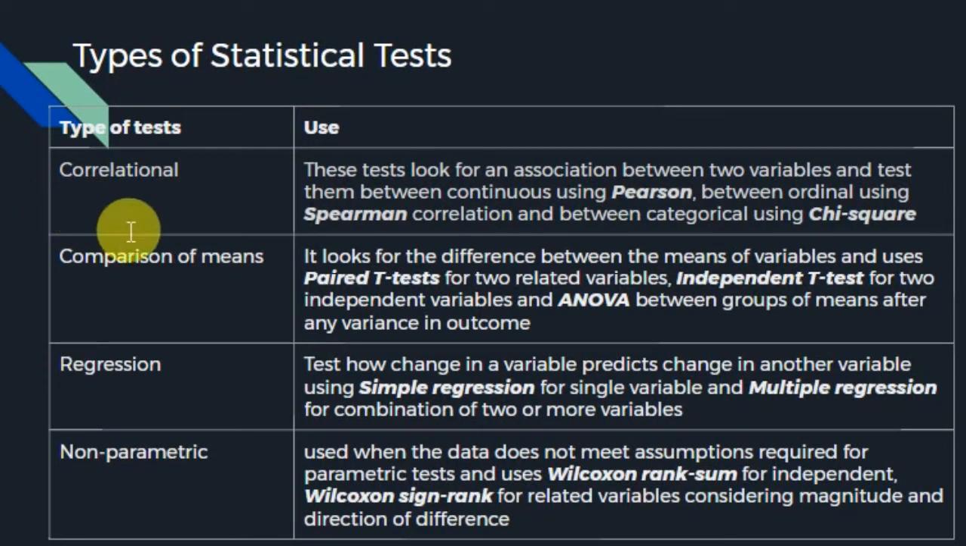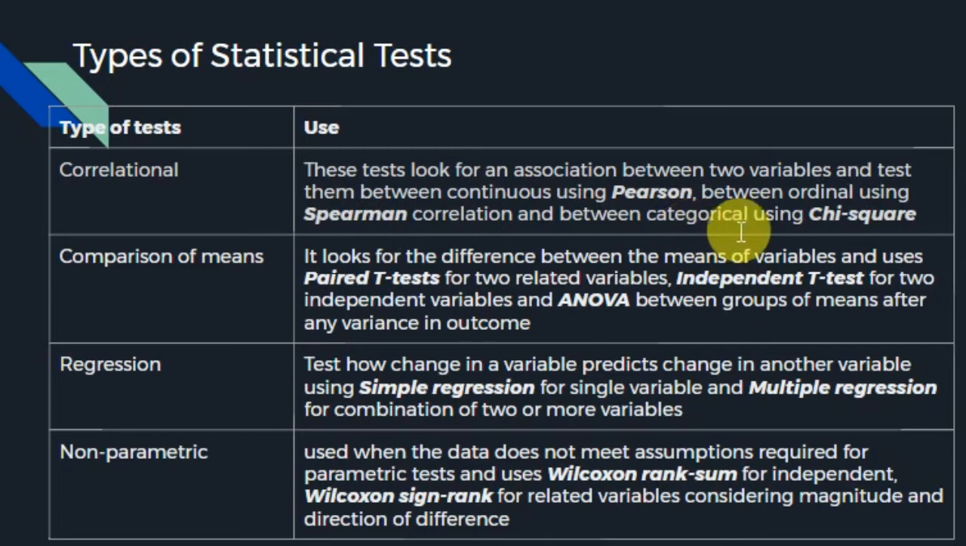Firstly, coming to the correlation tests, they look for association between two variables. We use the Pearson correlation between continuous variables, Spearman correlation between ordinal variables, and chi-square for categorical variables. Here the ordinal variables are a kind of categorical variables.